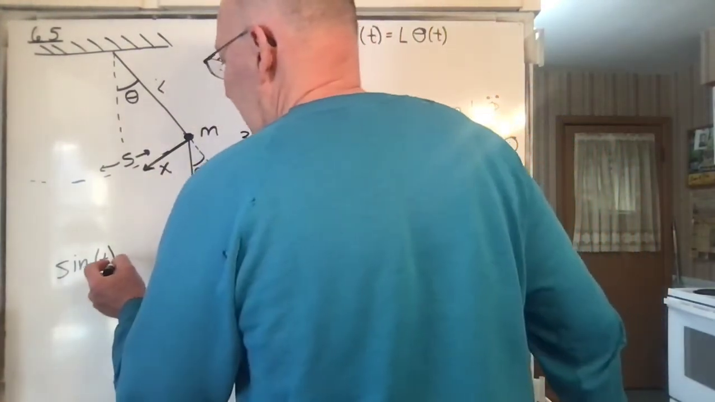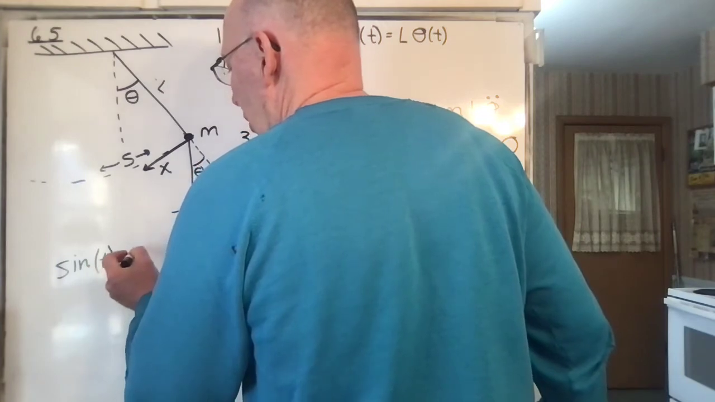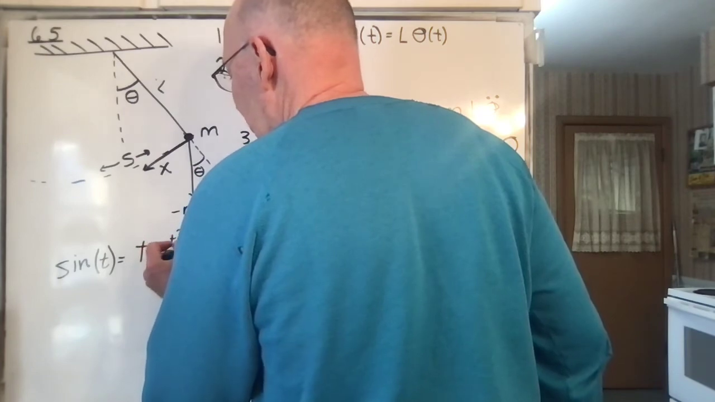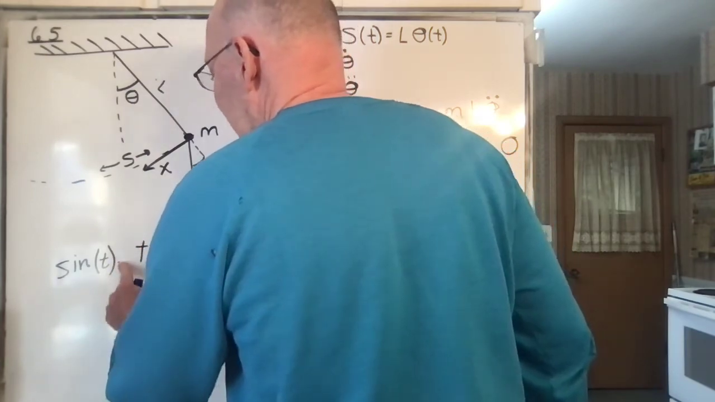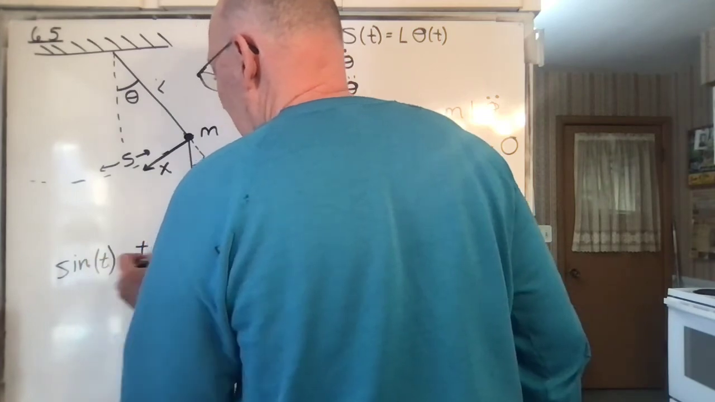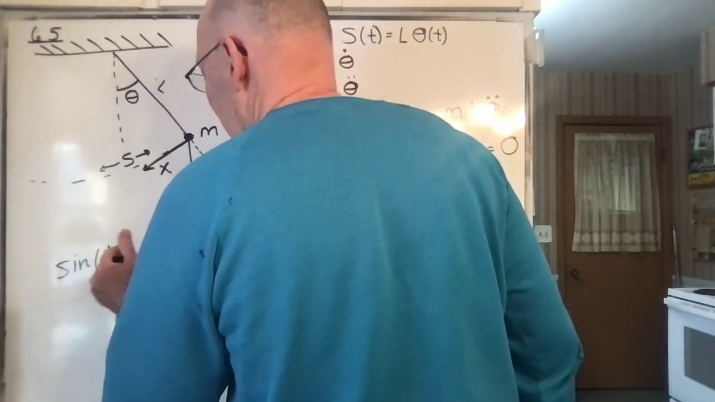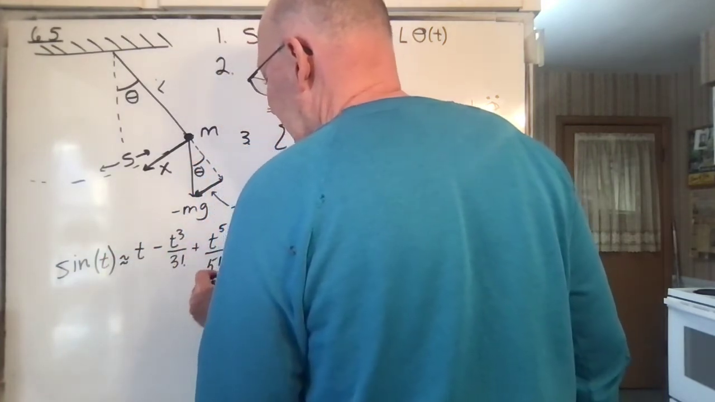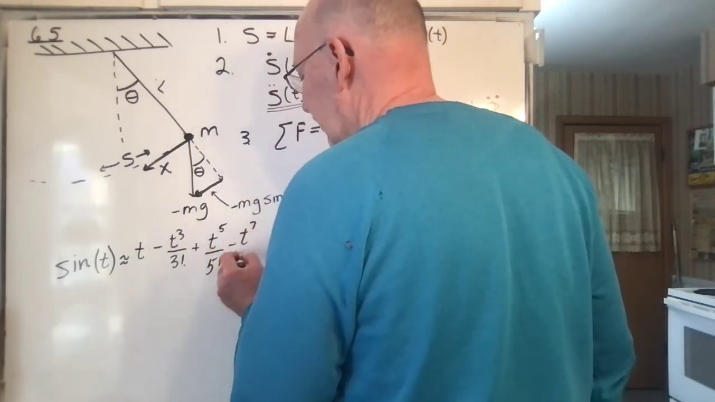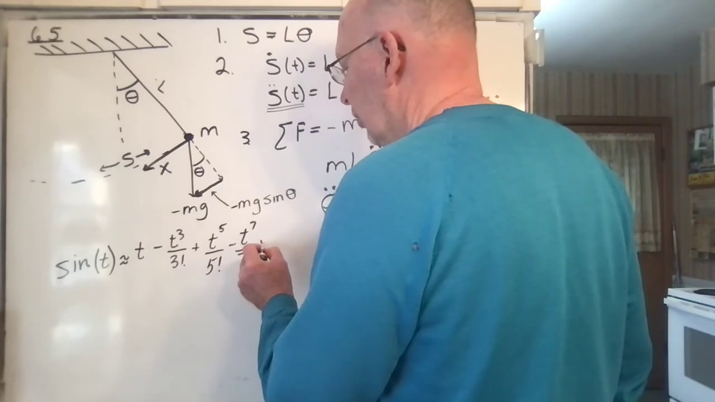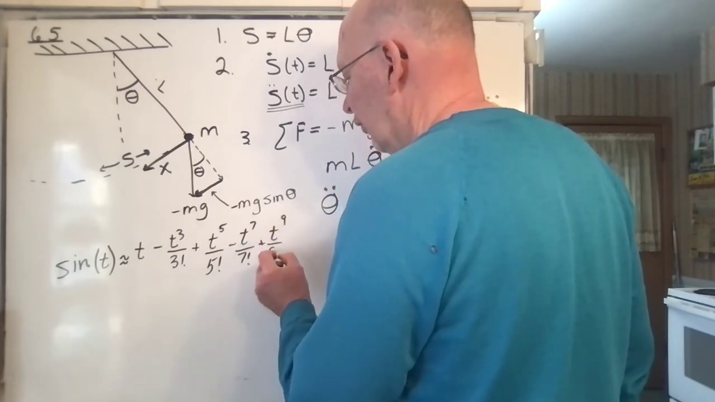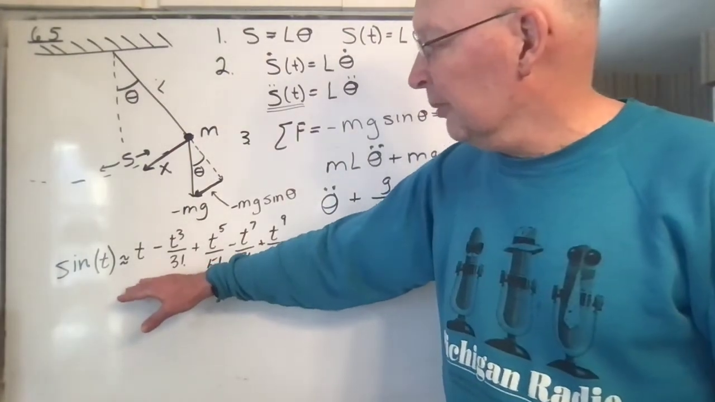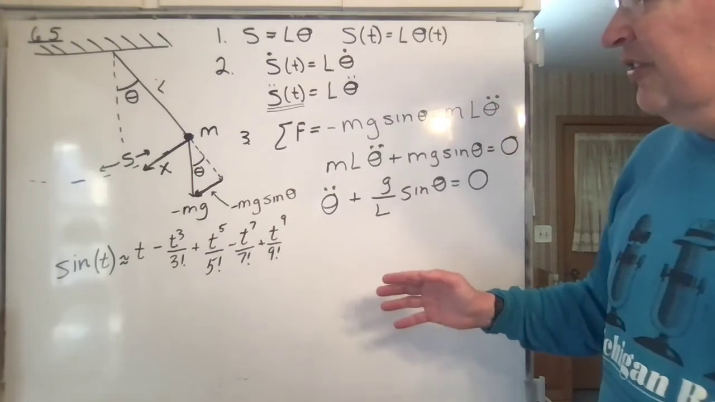Sine of t is approximately equal to t minus t cubed over 3 factorial, plus t to the 5th over 5 factorial minus t to the 7th over 7 factorial plus t to the 9th over 9 factorial. As long as you stop at some point, this is approximately equal to it. If you go on forever, it's actually equal to it.